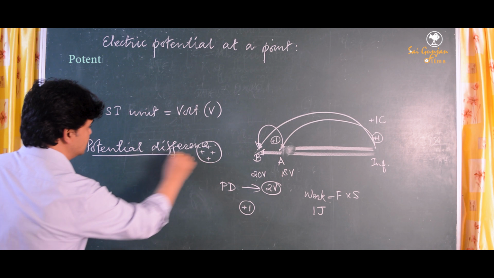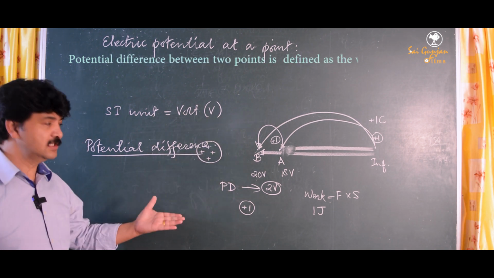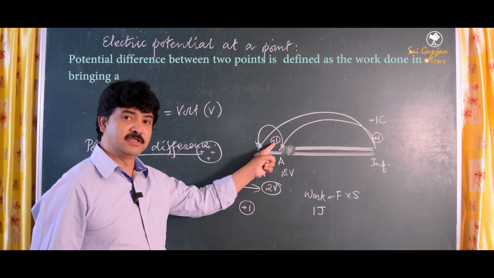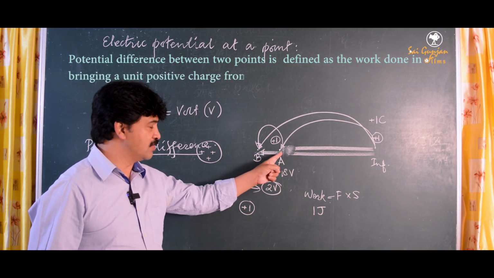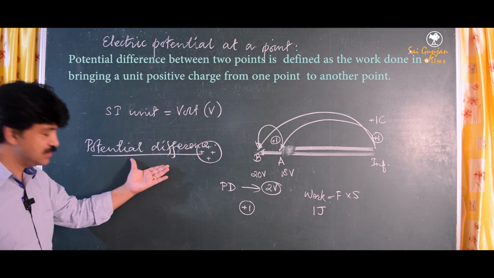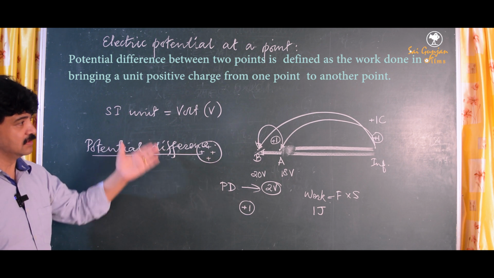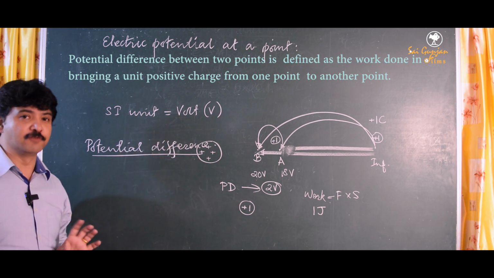Now, potential difference between 2 points is what? It is the work done in bringing a unit positive charge from one point to another point, and it has the same unit as the potential at a point. So its SI unit is also the same, that is volt.